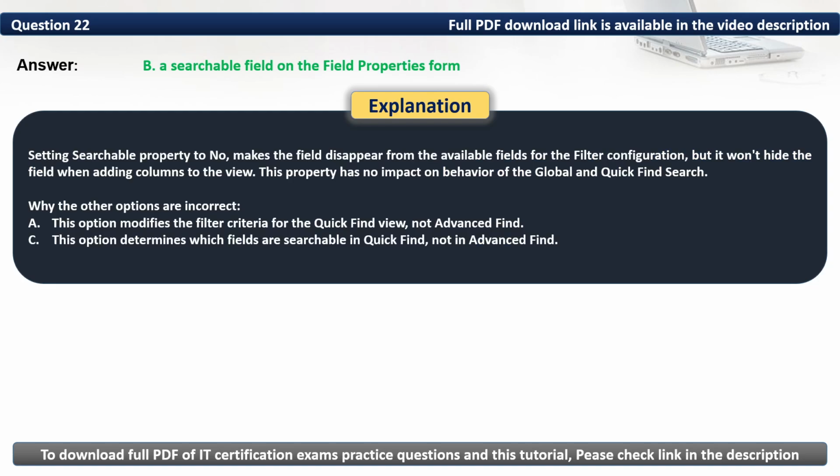Setting searchable property to no makes the field disappear from the available fields for the filter configuration, but it won't hide the field when adding columns to the view. This property has no impact on behavior of the global and quick find search.